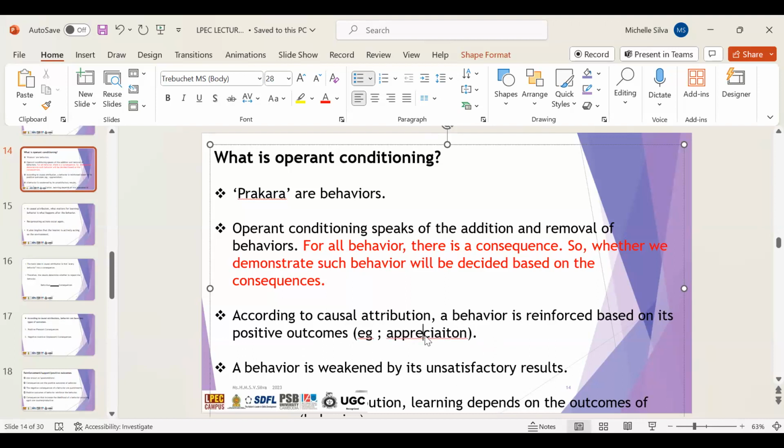So from the next day onwards, the particular person tries to demonstrate that behavior. A behavior is weakened by its unsatisfactory results. For example, unsatisfactory results, what I have said is being criticized by others.